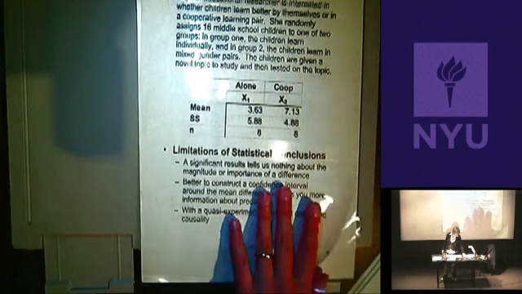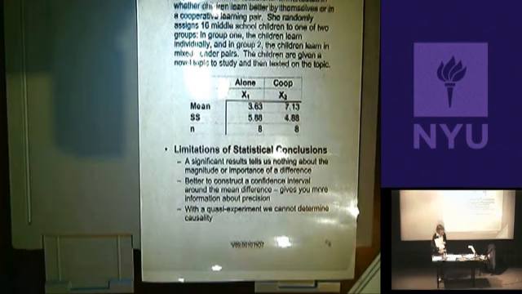So what are the limitations of statistical conclusions for this? First of all, a significant result tells us nothing about the magnitude or importance of a difference. It tells us that these 2 groups are different not by chance, but it doesn't tell us if we care, if this is an important difference. That's going to be in Chapter 8, and that's an important thing to include. Right now, all we're seeing is this is different, this is not different.